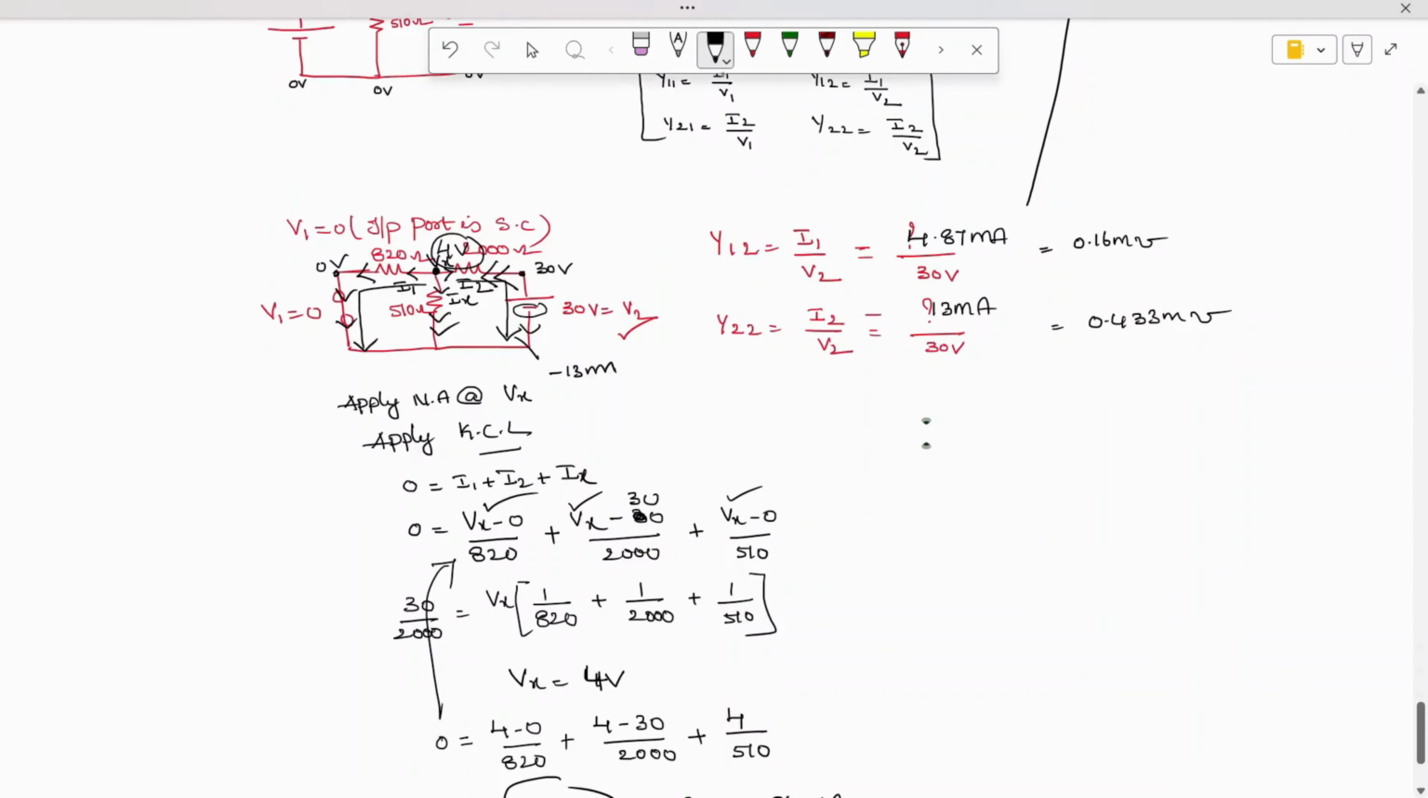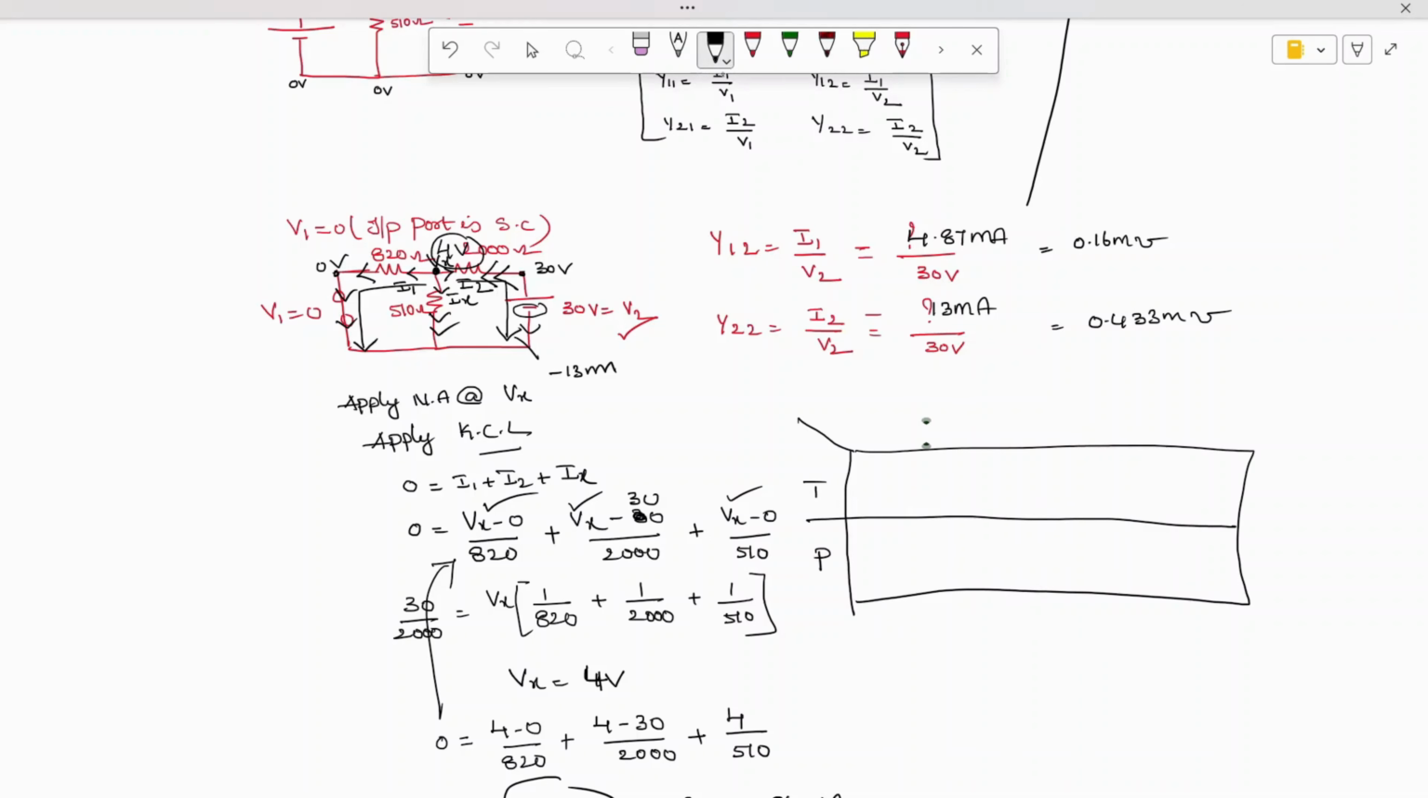Now let us draw the tabular column required to do the practical. In this tabular column, the first row is theoretical calculation and the second row is practical calculation. Here V1 is equal to 0, which means the input port is short circuited. When V1 is 0, we have to tabulate the V2 value, the value of I1, as well as the value of I2.